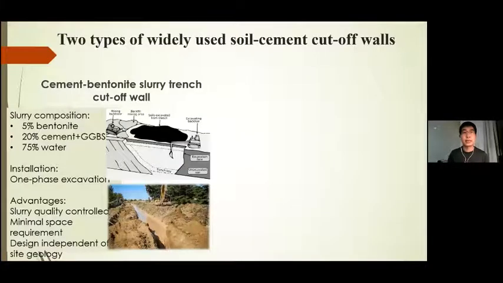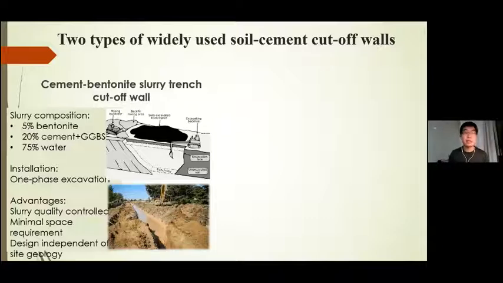First, let's have a look at the background of the two types of widely used soil cement cut-off walls in the UK. The first one is the cement bentonite slurry trench cut-off wall. This is a one-phase constructed cut-off wall. Basically, you first mix 5% bentonite, 20% cement or cement substitute like GGBS or fly ash together with 75% water, and you hydrate it for maybe 24 hours, and then you have a homogeneous cement bentonite slurry.